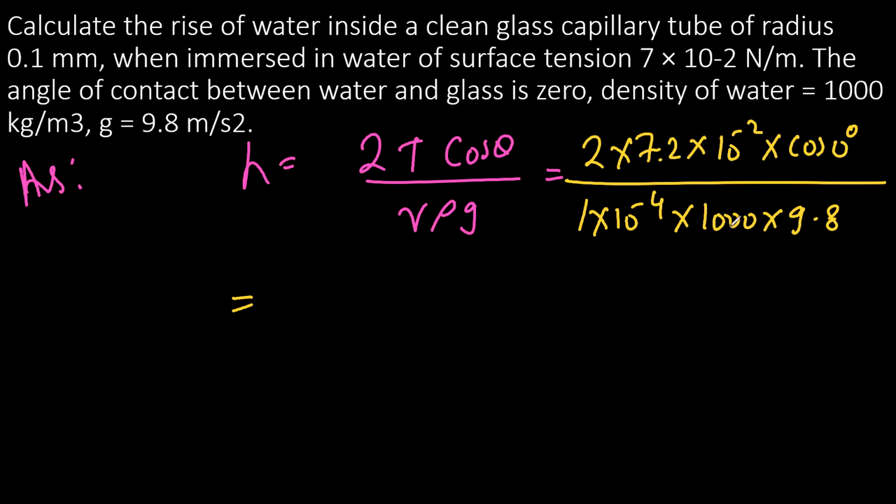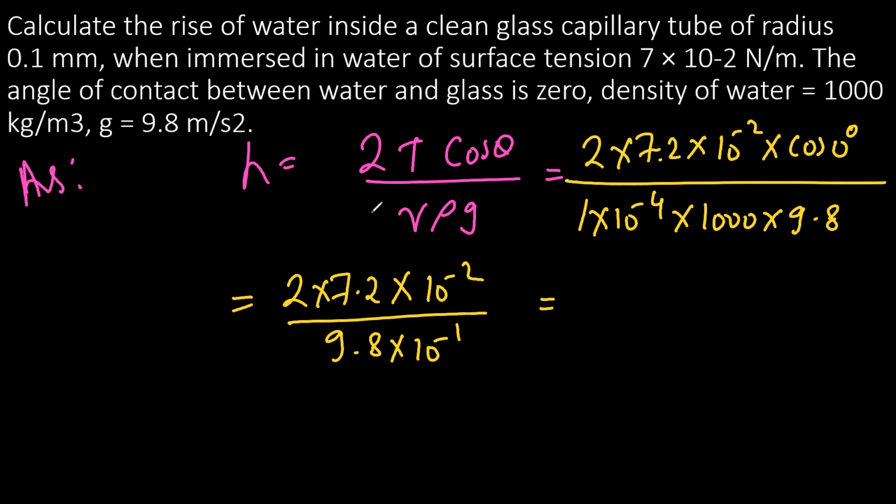Cos 0 is 1. So I can write 2 into 7.2 into 10 raised to minus 2 divided by 10 raised to minus 4, 10 raised to minus 3, 9.8, 10 raised to minus 4. Then what we can do? So this will become 7.2 again, it's 7 only. Sorry, it's 7. So this will become 14, 14 divided by 9.8. So this will become 10 raised to minus 1.